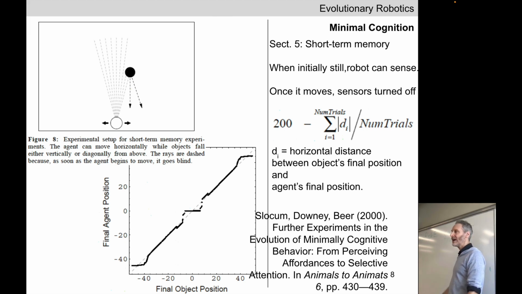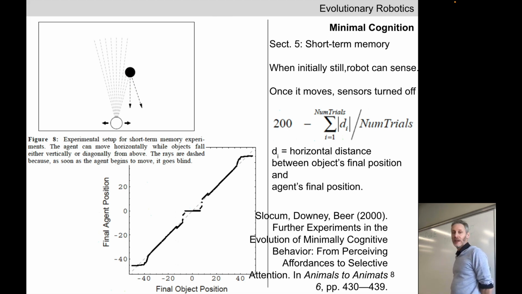I see some thumbs up again. Generally speaking, whatever the final position is of the object, that is also the final horizontal position of the robot. Most of the time, the robot is where it needs to be. Not all the time. Where is it making some mistakes?